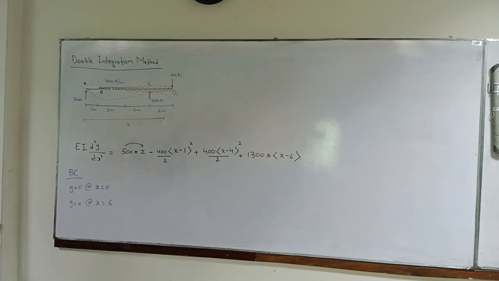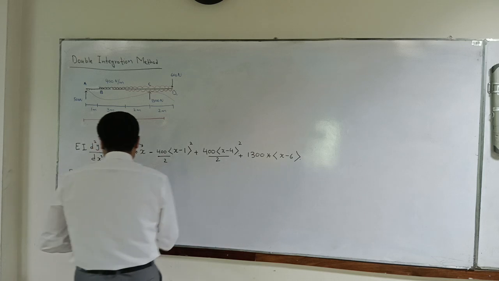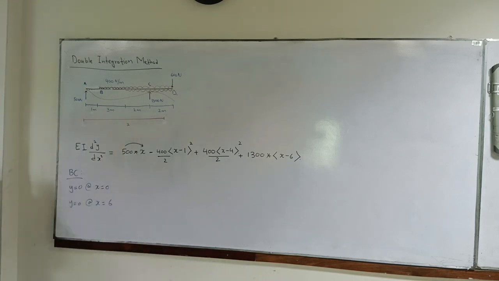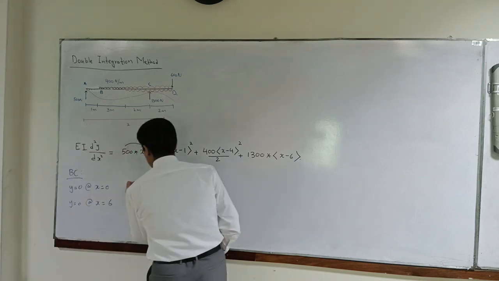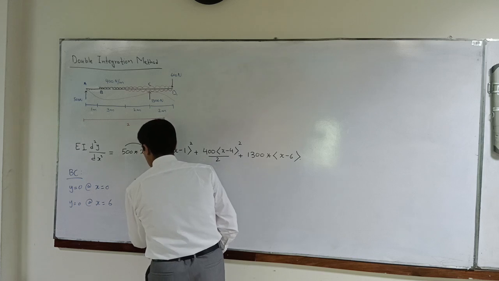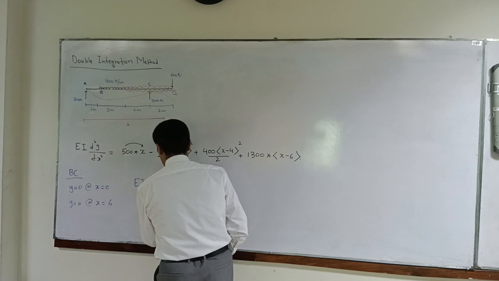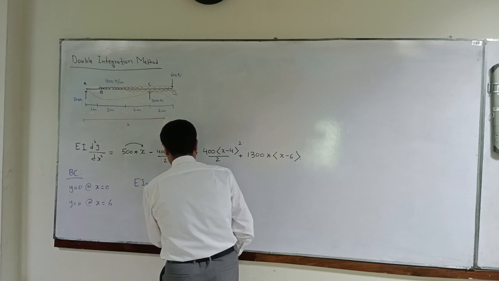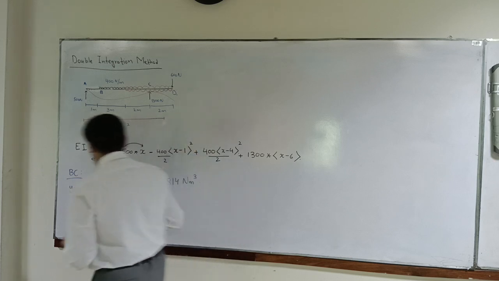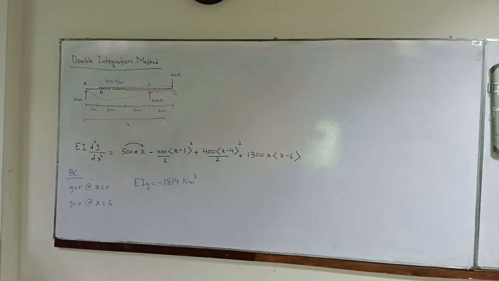You should get EIy for deflection. Why deflection? This is what you should get. So what is this? EIy?